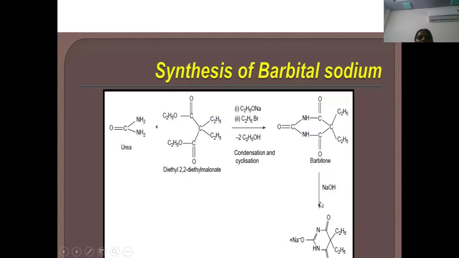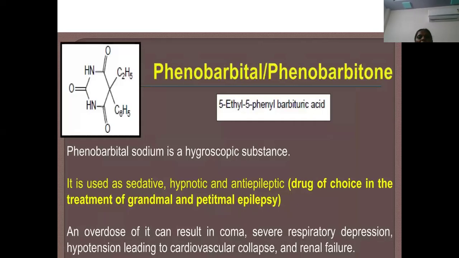So this is about the synthesis of barbital sodium. Next, coming to phenobarbital or phenobarbitone. This is the structure of phenobarbital. At the 5th position, we have one ethyl group and one phenyl group present. So that's why we call it phenobarbital. The IUPAC name for this is 5-ethyl 5-phenyl barbituric acid.